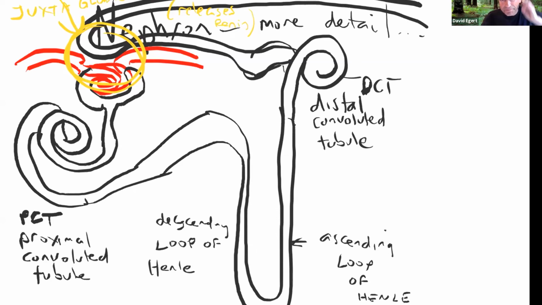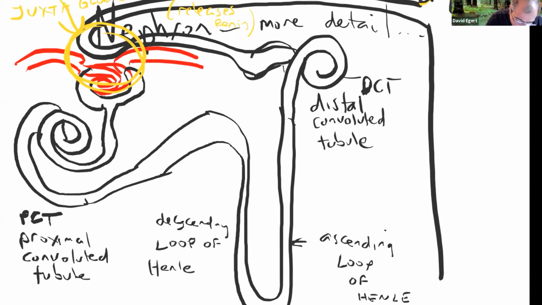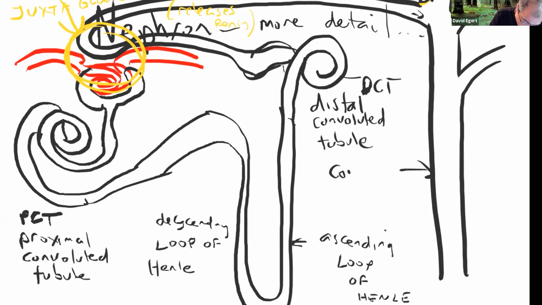And finally, the last part of this whole system is what's called the collecting duct. More than one nephron goes into a common collecting duct. At the end of the collecting duct, this goes into the renal pelvis, which is the collecting zone for what's going to go into the ureter. So once we're out of the collecting duct, it's urine. This is now urine here.